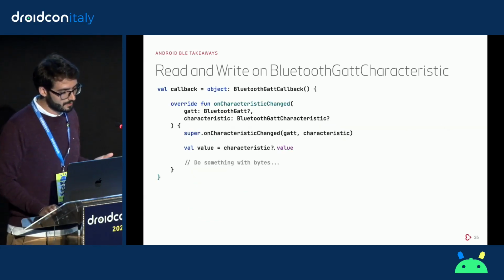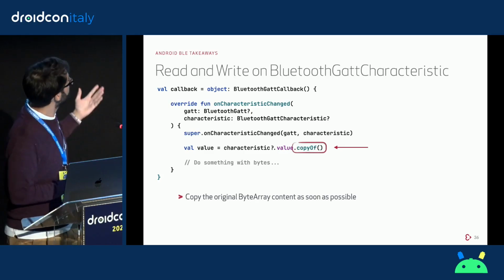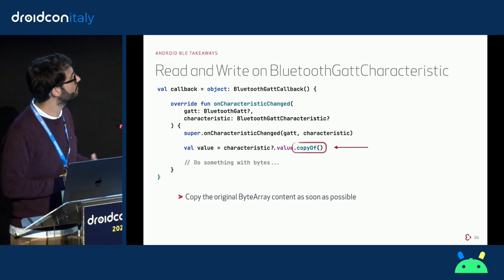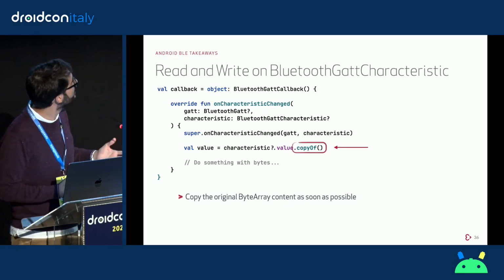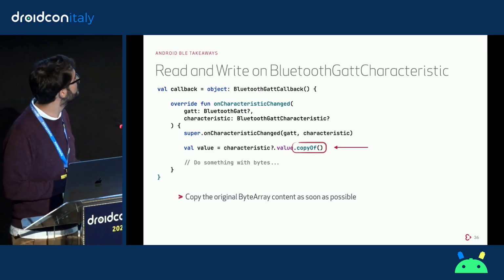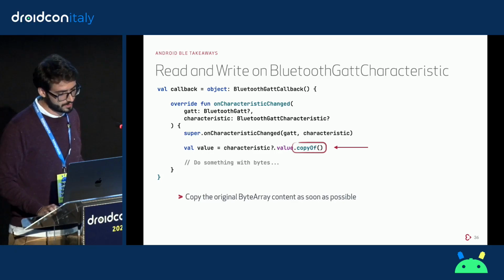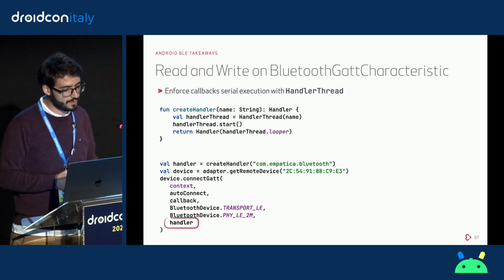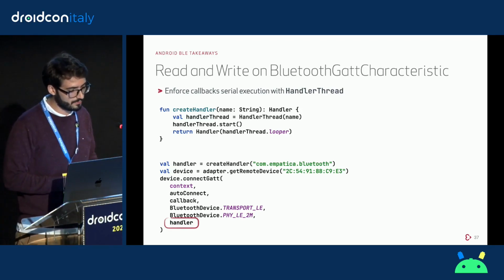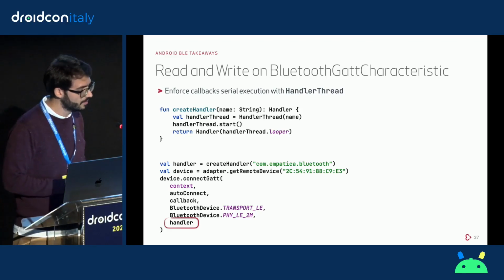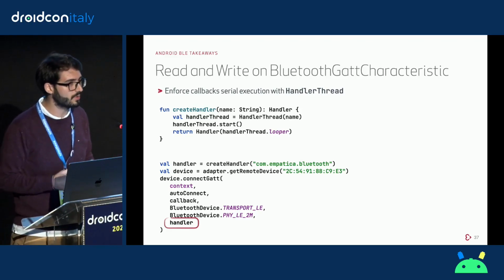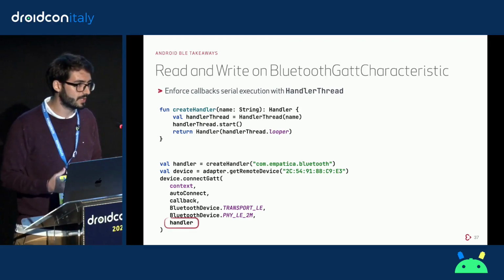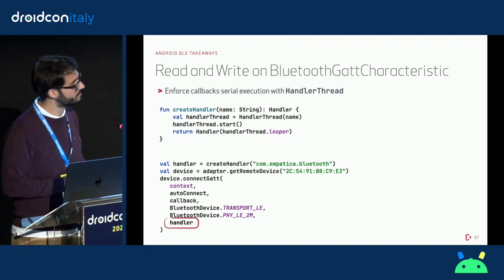To mitigate this, here you can see the code that receives the notification. One thing we can do is to copy the content of the characteristic as soon as possible in order to avoid this problem. But of course, it's not really reliable, and the best solution is to use a handler that we can pass to the connect method. This way we are sure that Android will write and we will write to the device in a single thread, and so we avoid this problem.